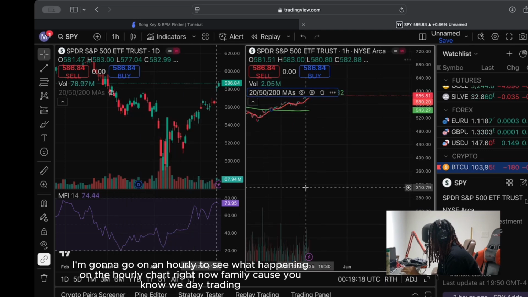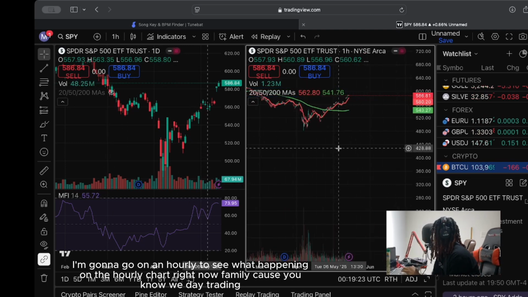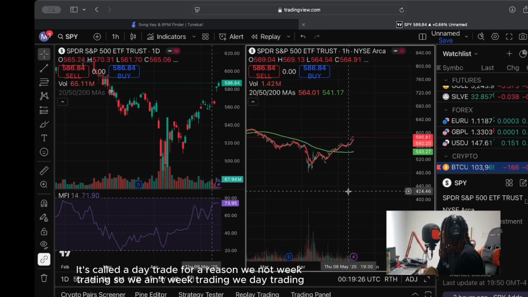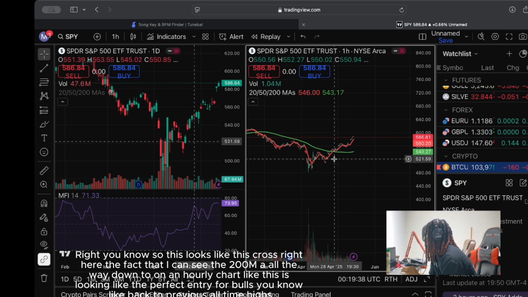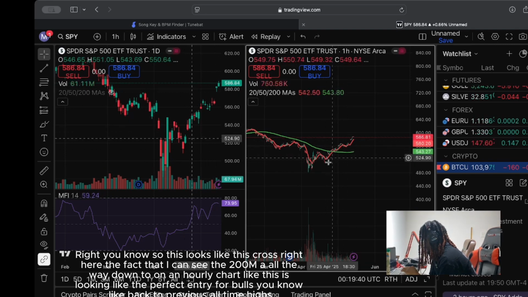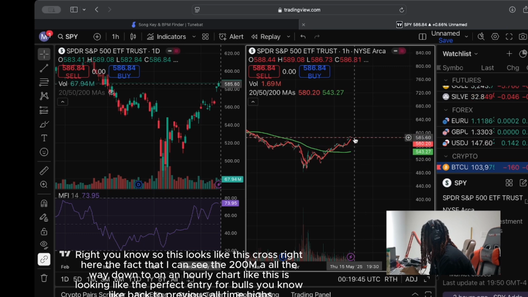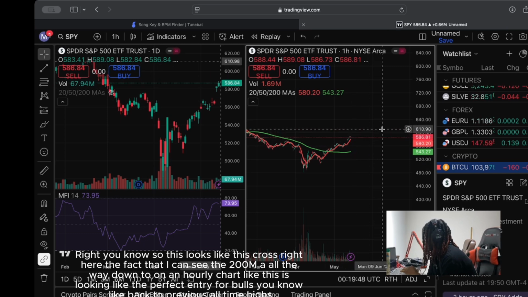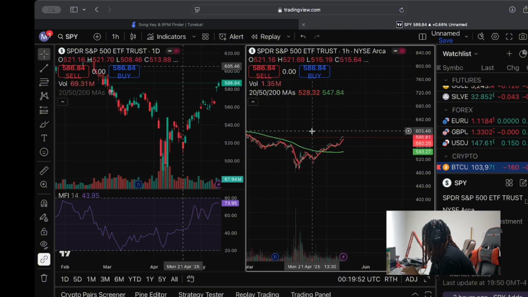Let's see what's happening on the hourly chart right now, family. Because when we day trading, it's called a day trade for a reason. We not week trading, we day trading, right? So this looks like this cross right here. The fact that I can see the 200 MA all the way down on the hourly chart is looking like the perfect entry for bulls, like back to previous all-time highs.